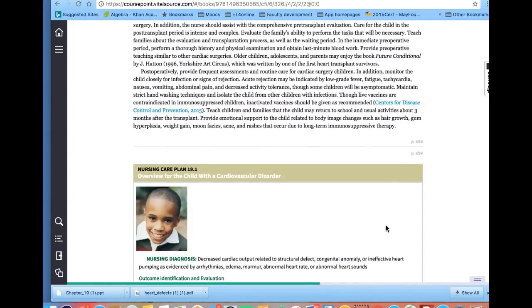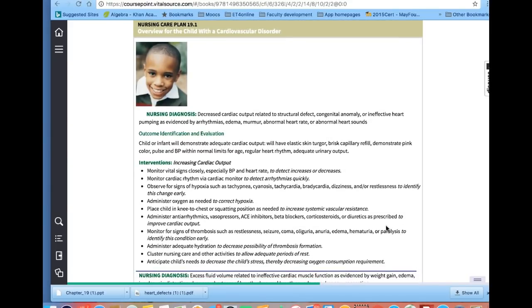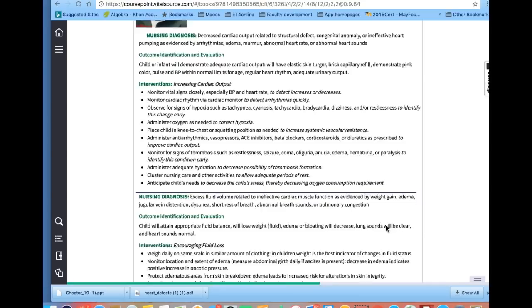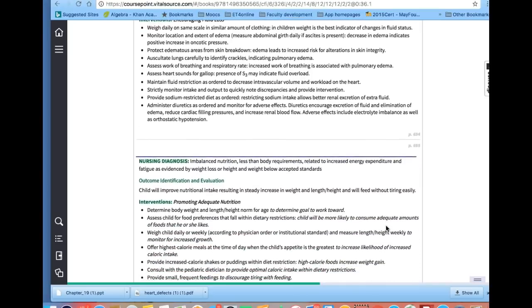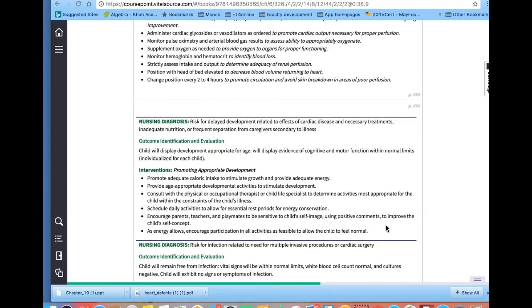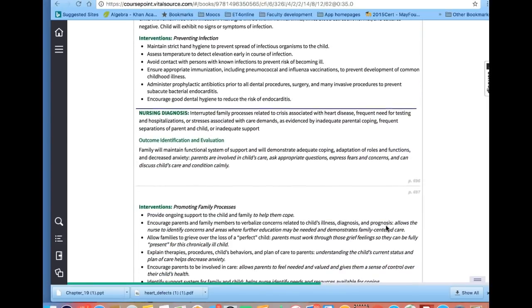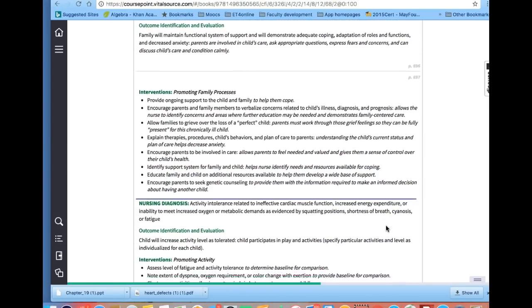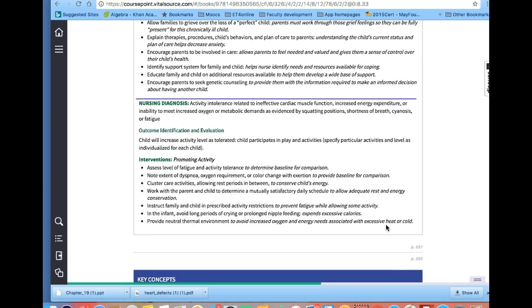All right, heart transplantation we're not going to talk about. And here is your care plan. Okay, so I would read through this care plan very closely. It's very generic, and it talks about increasing cardiac output, encouraging fluid loss, promoting nutrition, promoting tissue perfusion, of course, addressing the growth and development, preventing infection, and family coping. Also talks about activity intolerance, because that can be a huge issue with these kids. They get tired very, very quickly. All right, so that's part one of the cardiovascular system.